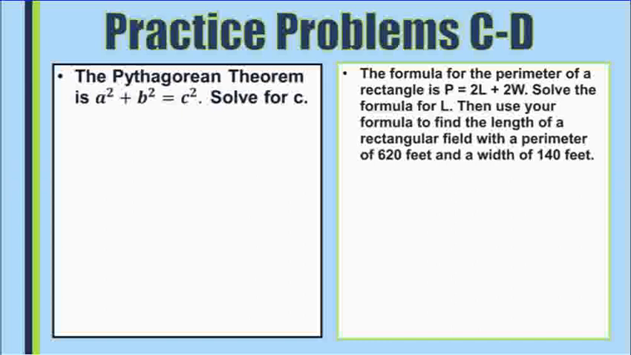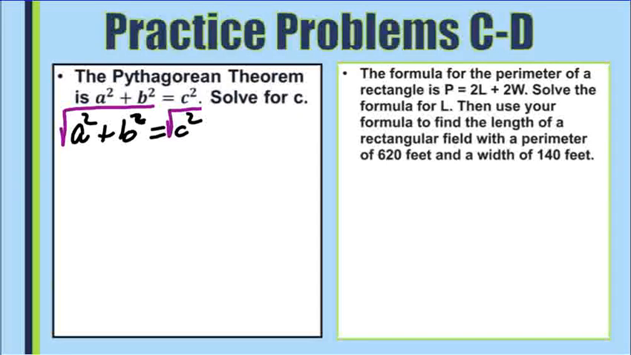And practice problem C and D. The Pythagorean theorem is a squared plus b squared equals c squared. Solve for C. So if I have my a squared plus b squared equals c squared, to get c by itself, I find the square roots of both sides. And so now c would equal the square root of a squared plus b squared.